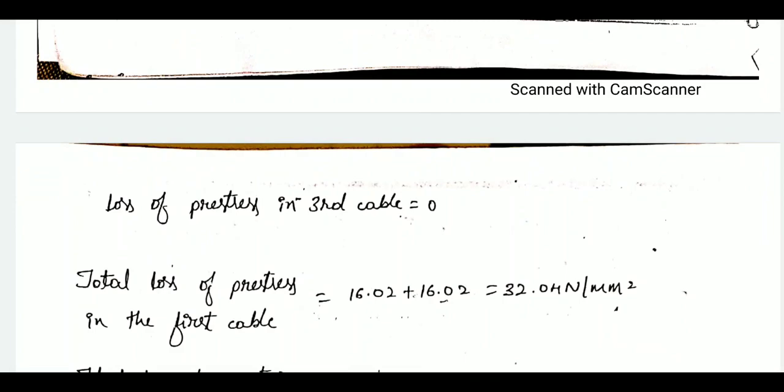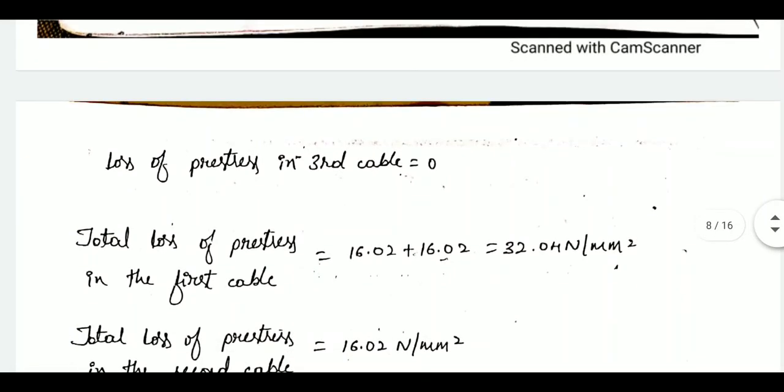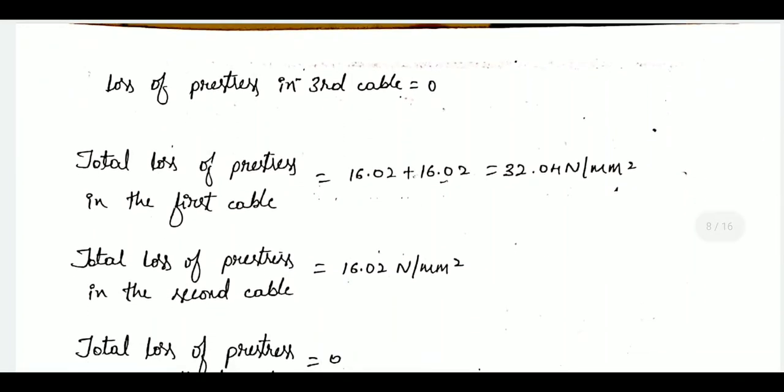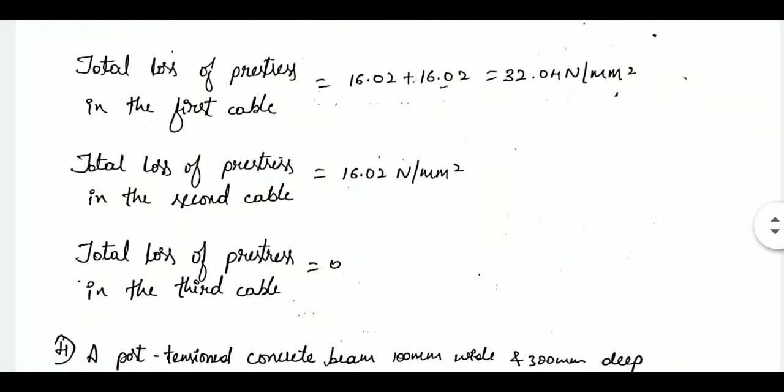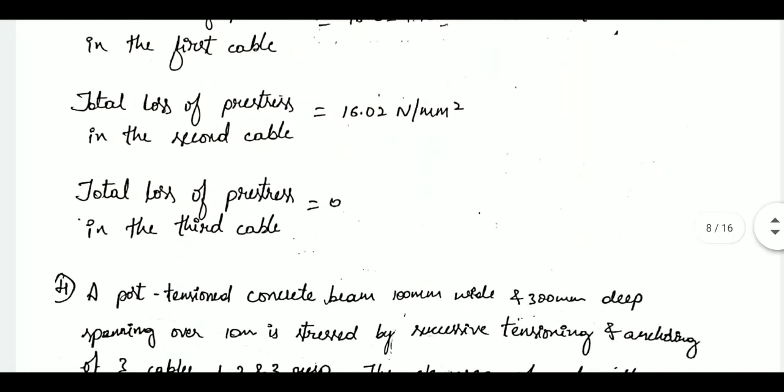So the total loss in the first cable is some amount of loss while stretching the second cable and some amount while stretching the third cable. So there are 2 times there is a loss of stress, so we have considered it 2 times here. And for the second cable there is a loss of stress only while you are stretching the third cable, so it is once, and there is no other loss. If you add these you will get the total loss.